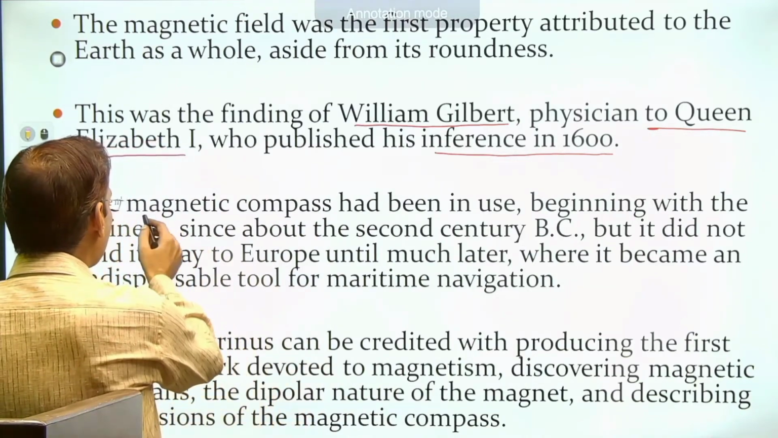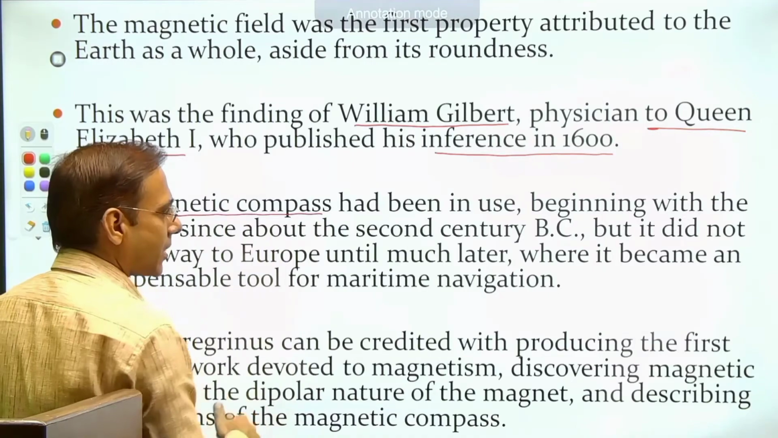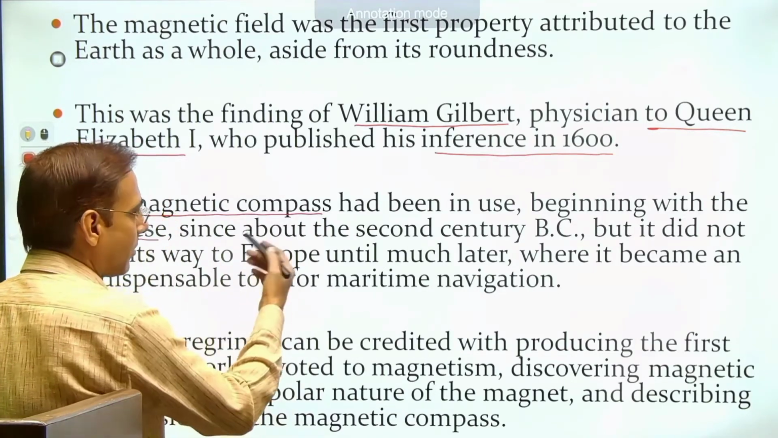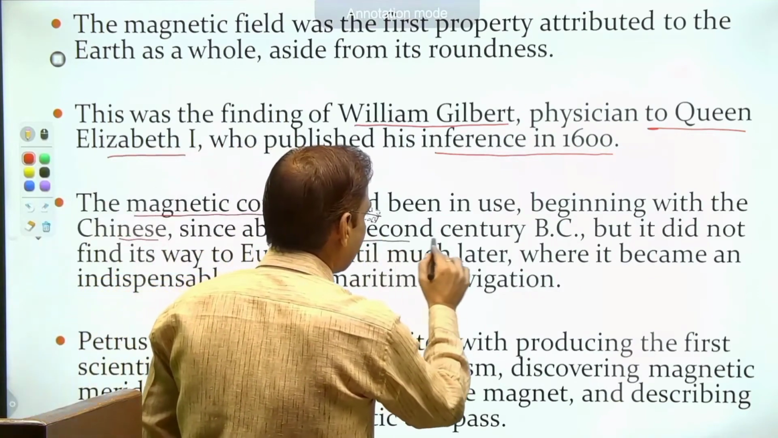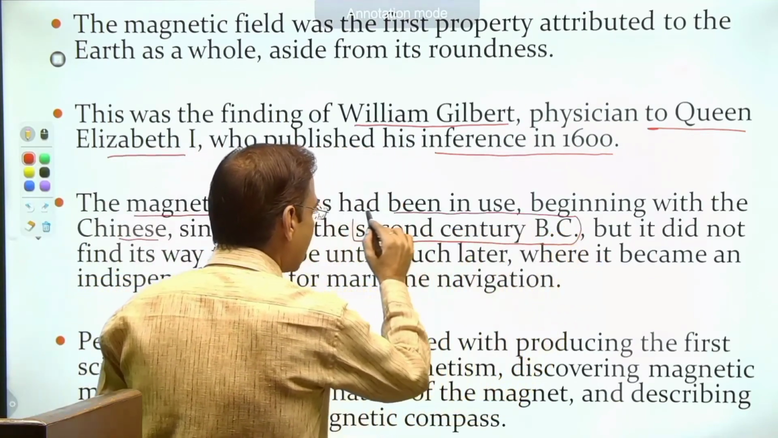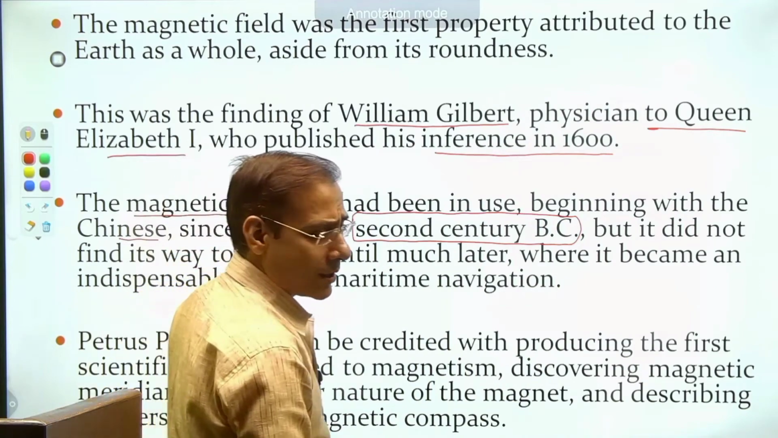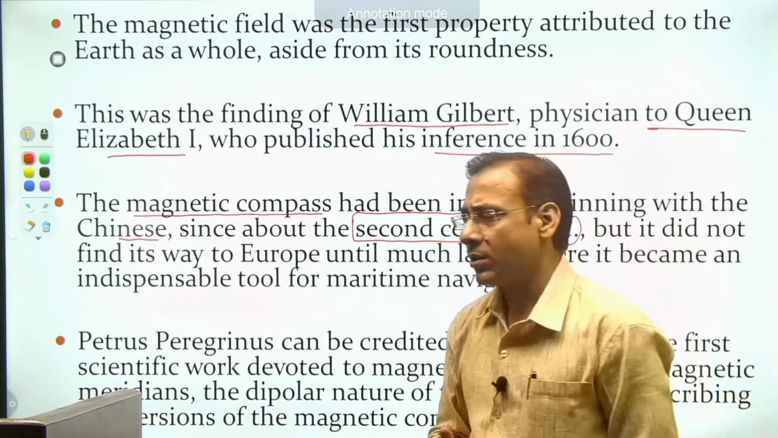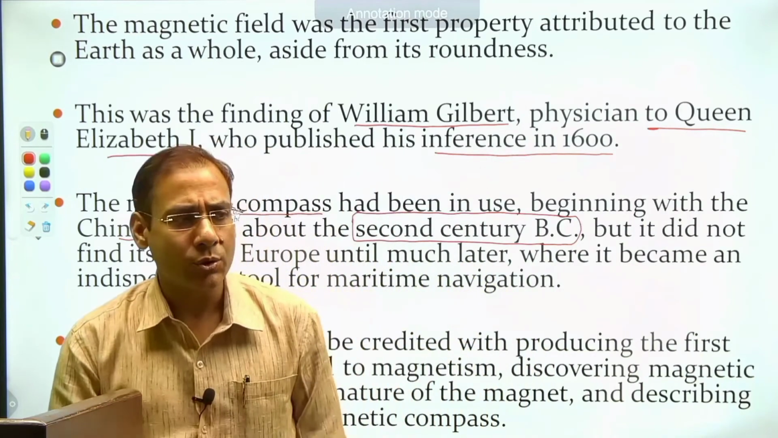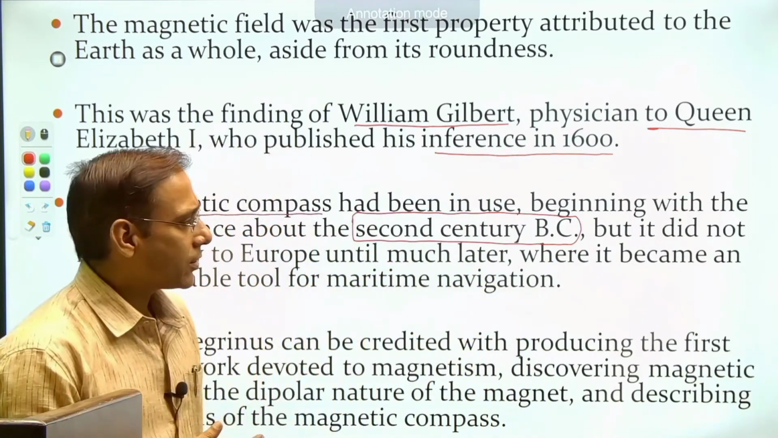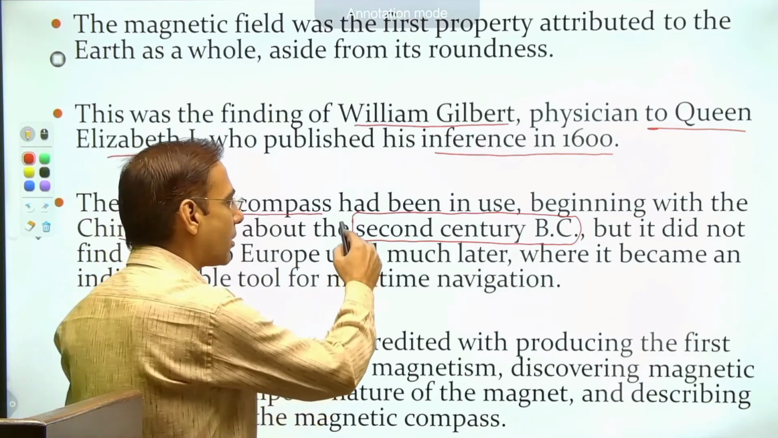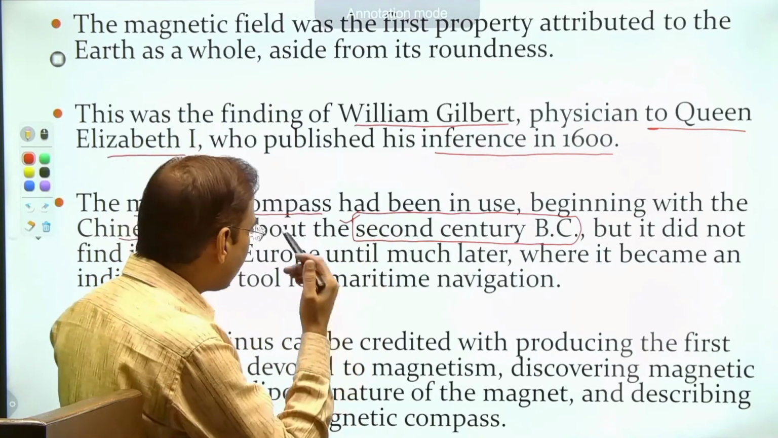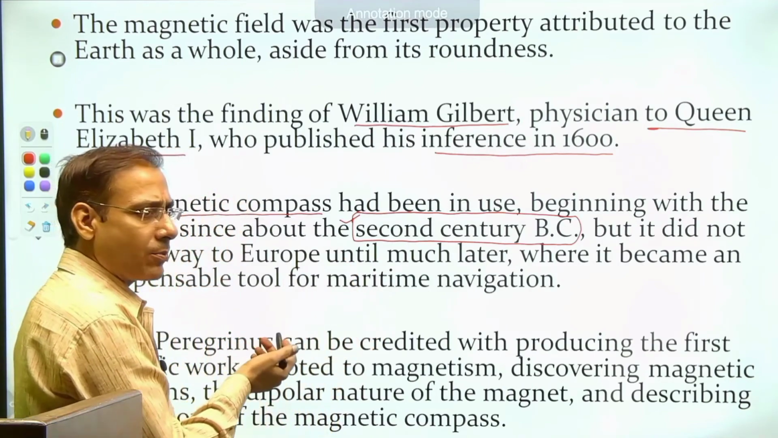फिर मैंने यहाँ क्या कोट किया कि द मैग्नेटिक कंपास हैड बीन यूज्ड, बिगनिंग विद द चाइनीज सिंस अबाउट द सेकेंड सेंचुरी बीसी। अब देखिए यहाँ पे, कंपास का यूज चाइनीज कब से कर रहे हैं, सेकेंड सेंचुरी बीसी से। एंड फर्दर वो आइडिया जो उनका था नेविगेशन का, उसको फर्दर इंटायर वर्ल्ड ने यूज किया। बट द चाइनीज वर फर्स्ट दोज हु स्टार्टेड यूजिंग द कंपास फॉर देयर नेविगेशन. Means this idea was generated based on the geomagnetic property of the earth.